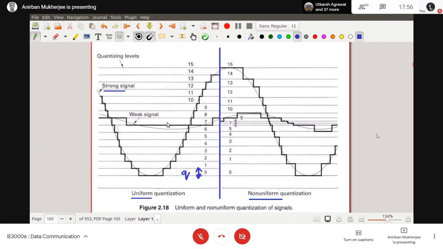So that means most of the time I will be in a weak portion, a weak signal. Say this is my weak signal. Here I am taking a weak sinusoid and a strong sinusoid.